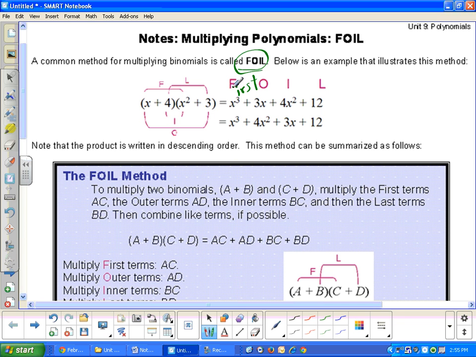The first two means the first two in each set of parentheses, x times x, x to the second. The outer two are the outside, 3 times x. The inner two are going to be 4 times x, and the last two, you're going to have 4 times 3. If you can combine like terms, you combine them. These two, or this expression, you can combine. Everything has its own terms.